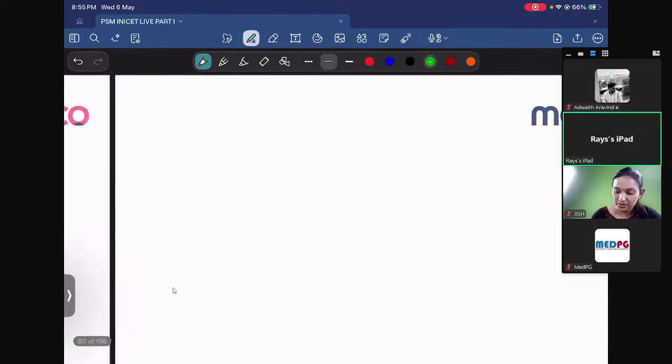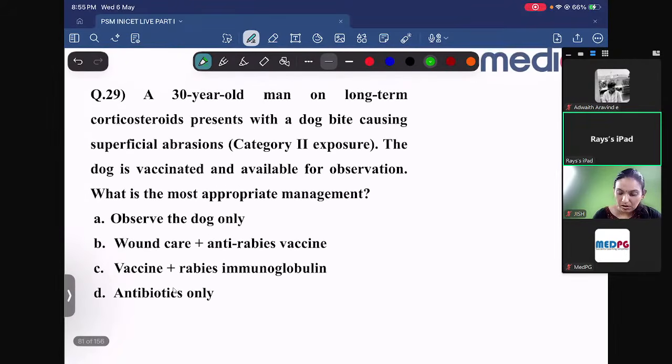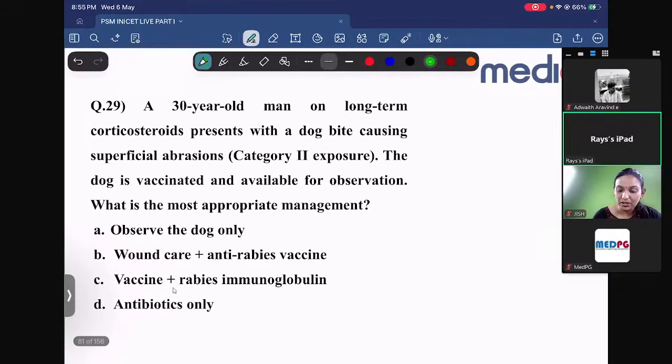Moving on to the next question. This is about rabies. A 30-year-old man on long-term steroids presents with a dog bite causing superficial abrasions. That is category 2, they've already given you. The dog is vaccinated. What is the most appropriate management? It's a category 2 wound. A man is coming, and the dog is vaccinated.